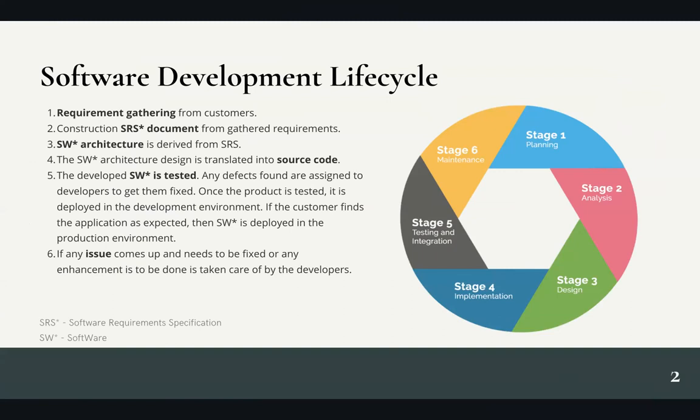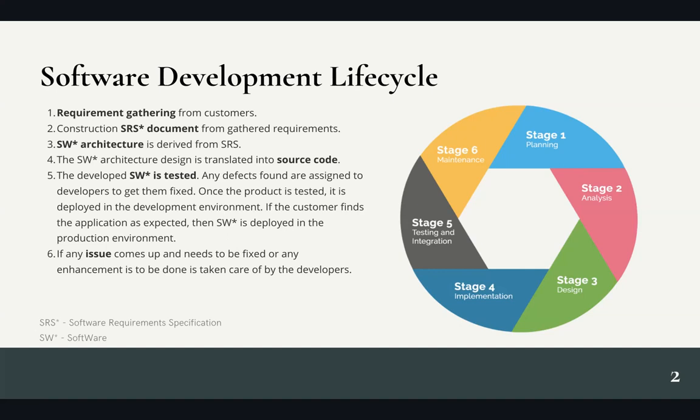Okay, here we would like to describe a software development lifecycle by stages. The first stage is requirement gathering from customers or product owners. The second stage is constructing a software requirement specification from those gathered requirements. Afterwards, we construct software architecture from this document. The fourth step is to design the code from the software architecture. The fifth step is to test our code.